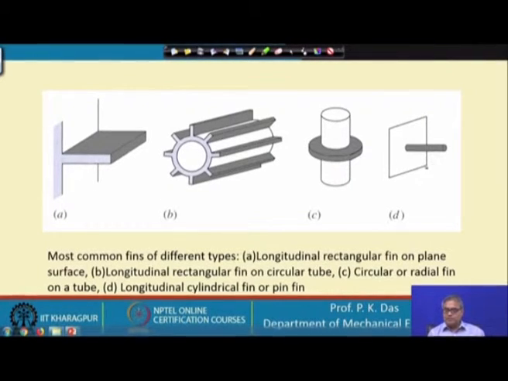Similarly, for a planar surface we can provide this kind of solid cylinders, which are also fins, and they are called pin fins. They look like a pin. So, they are like pin fins.